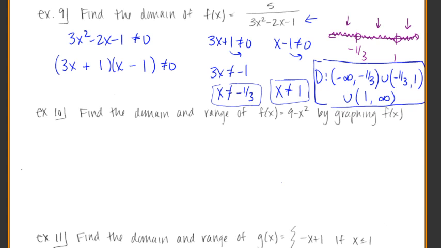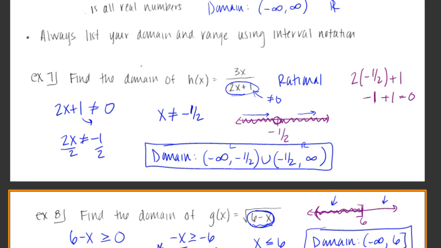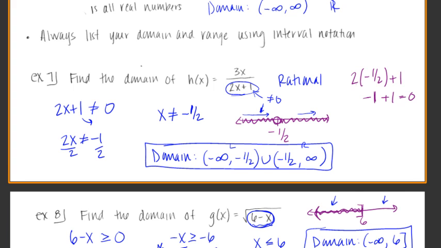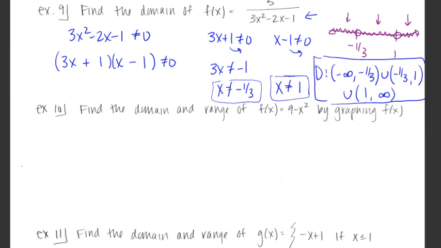If I go back up to example 7 real quick, because there were 2 segments to the left of negative 1/2 and to the right, I had 2 segments in my domain. So if you got 4 segments, then you're going to have 4 segments. Okay, well, let's try example 10. We want to find this time the domain and the range for this function by graphing it.